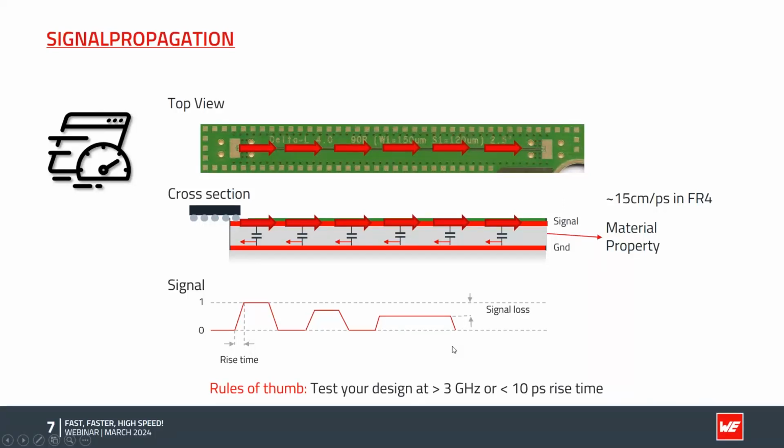So a general rule of thumb is to test your design if you exceed 3 gigahertz or have rise times lower than 10 picoseconds. This is a general rule. If you didn't consider high-speed design parameters, then you should at least use this as a trigger and think about what is happening in your application.